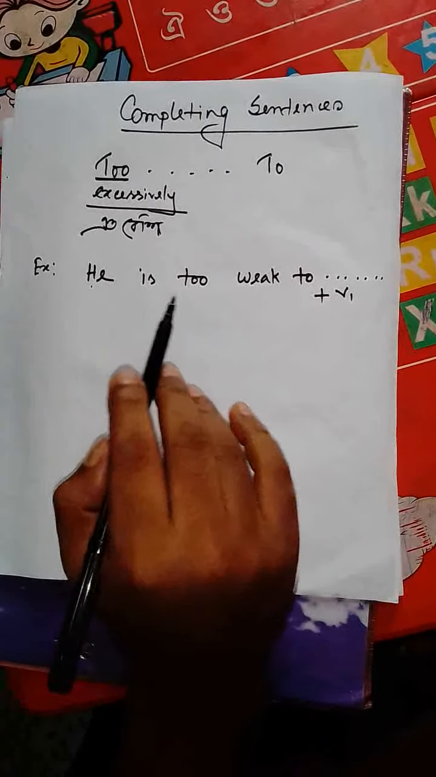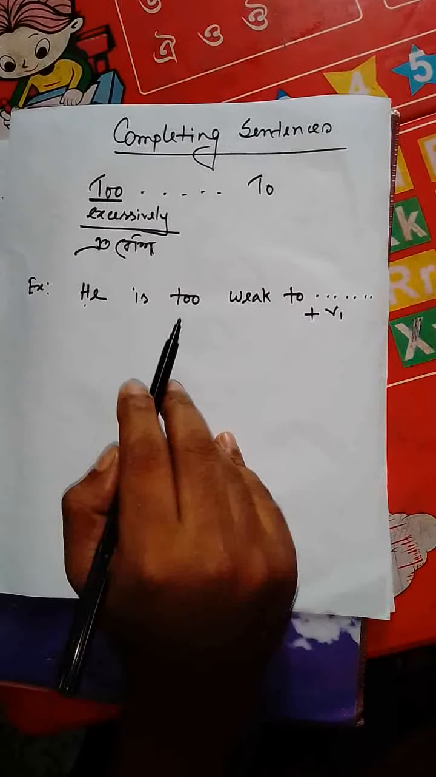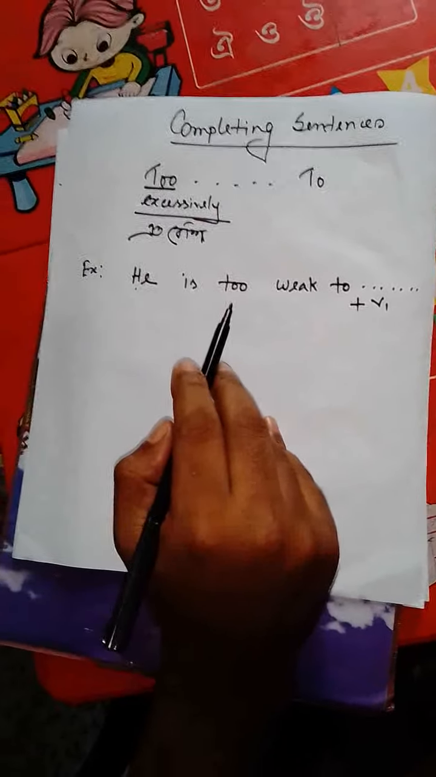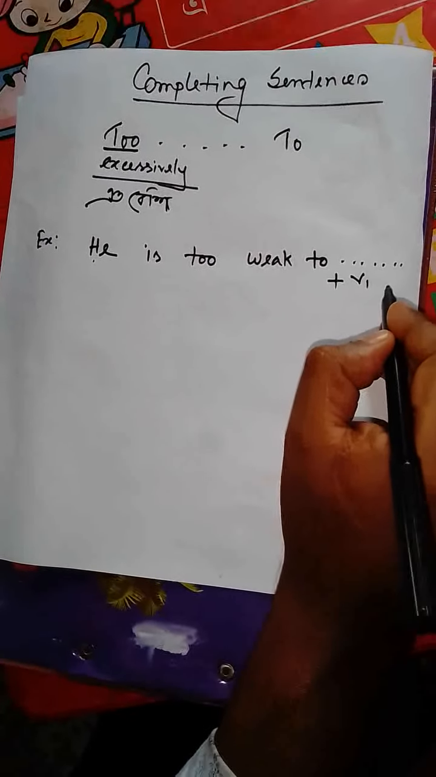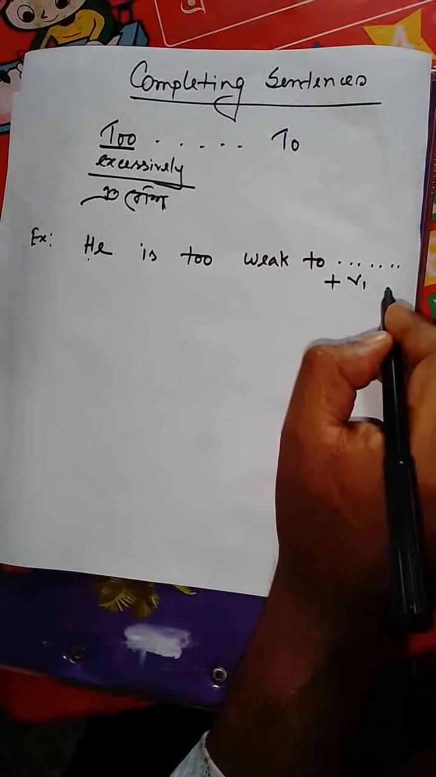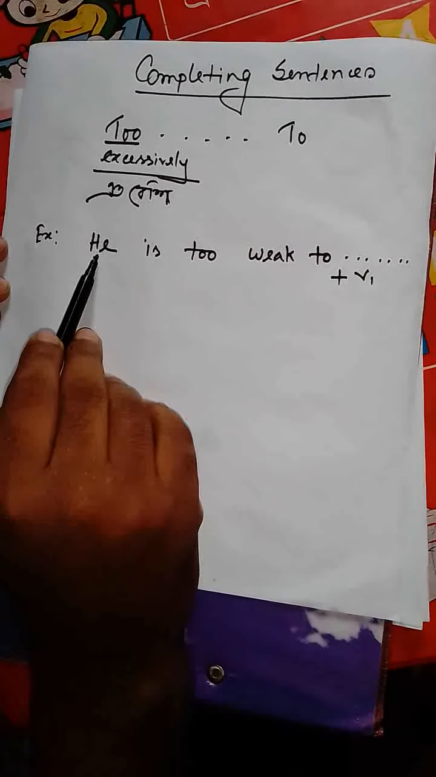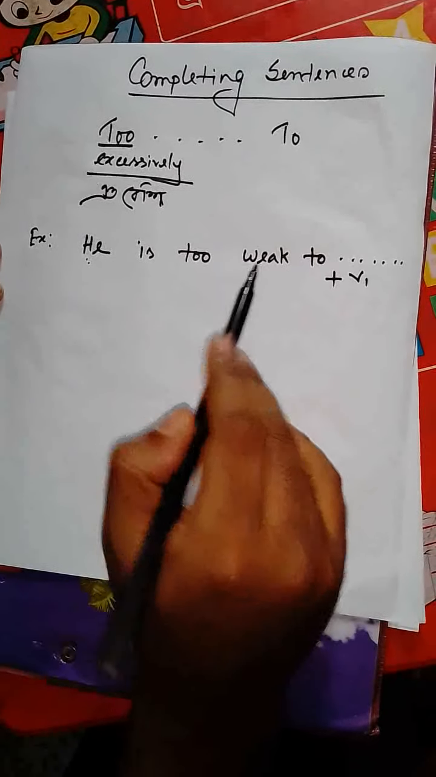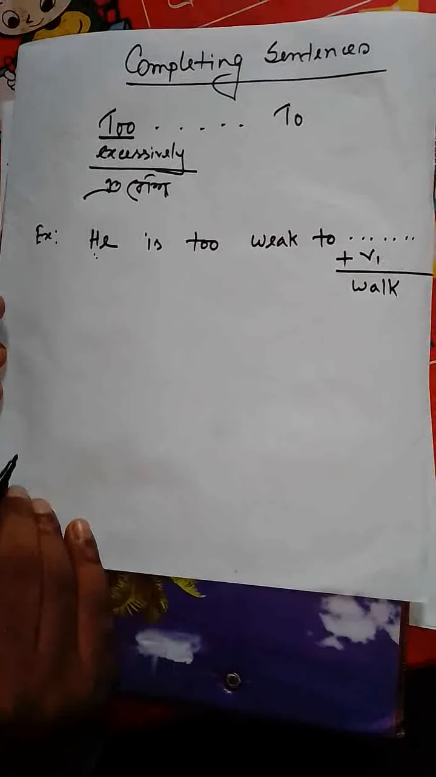So, he is too weak means the man is very weak to do something. For example, he is too weak to walk, to move, to speak, to talk, to eat, to run, to do any kind of things. So you will only put down the very action verb that the subject here is unable to do. So we can suppose he is too weak to walk. So here you will write down walk as the answer.